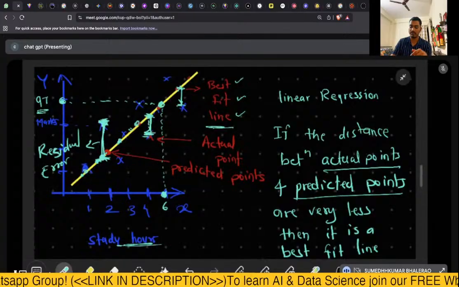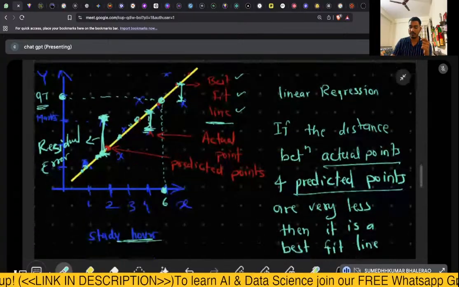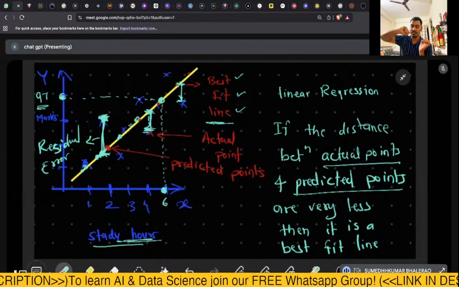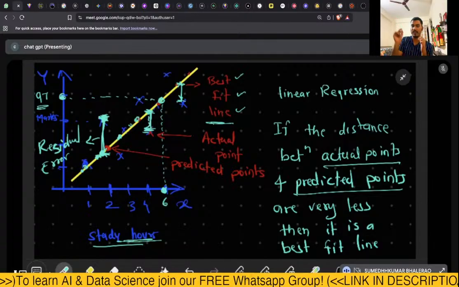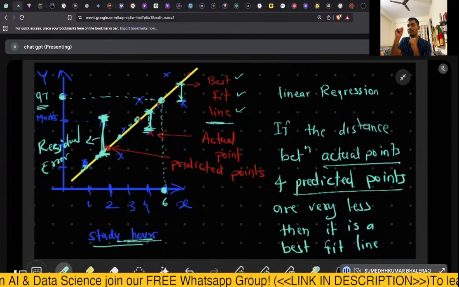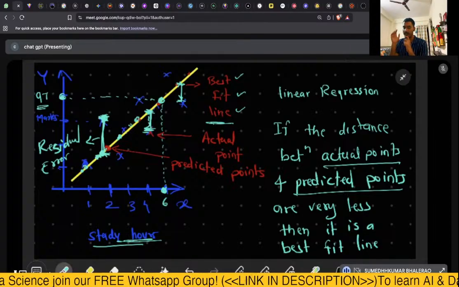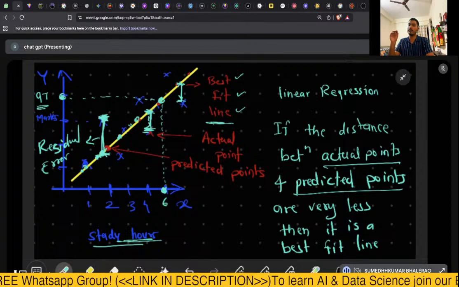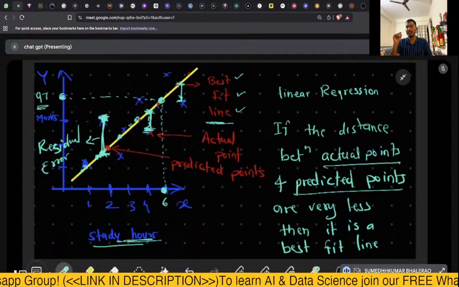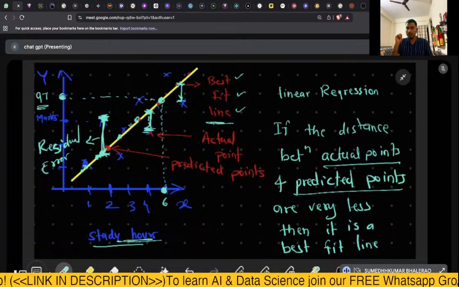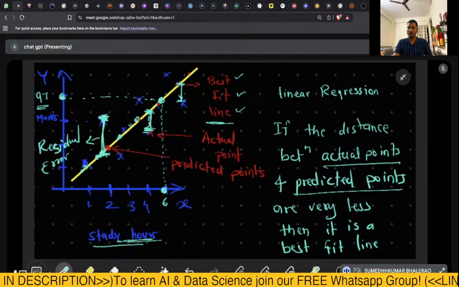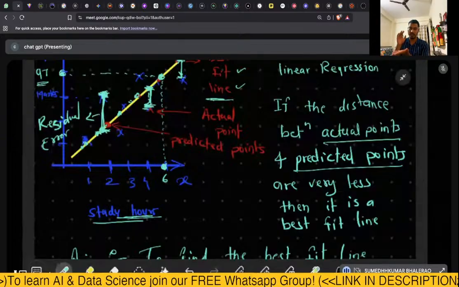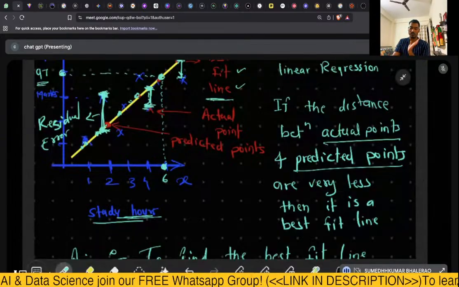So there are some data points we plotted on an XY chart. Then we draw a best fit line going through all the points. And now we are calculating the distance between those points and the points on the line. Whatever points are on the line are called predicted points. So basically, we want such a line which passes through all the points, or which has a very small residual error.